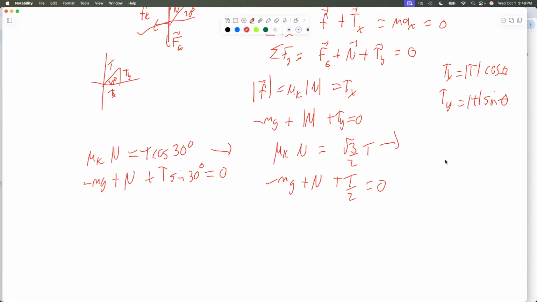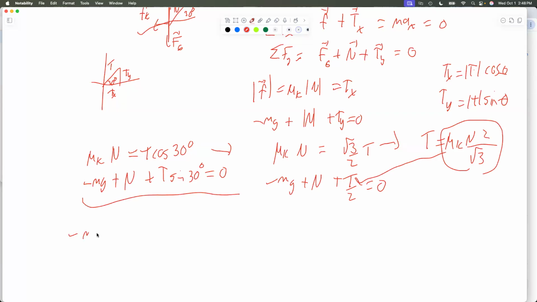Okay, so same substitution here. This is still going to be t equals mu k n times 2 over root 3. Take that and plug that right there. So negative mg plus n plus 2 over root 3 mu k n, and then I've got this over 2. And that's supposed to equal 0.